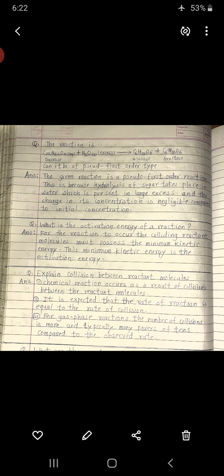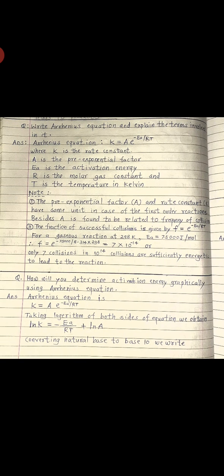For gas phase reaction, when the reaction takes place in gas phase, the number of collisions is more, typically many powers of 10s compared to the observed rate. Okay, so this is collision between reactant molecules.